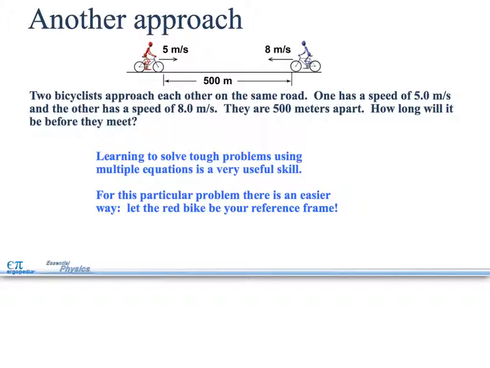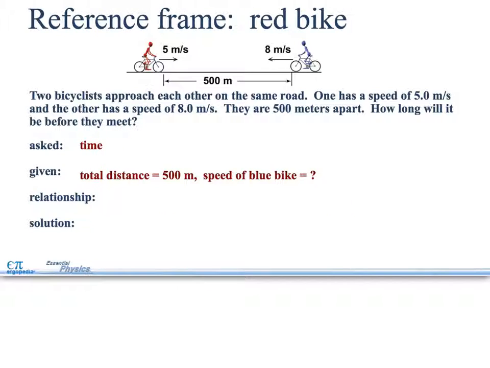Learning to solve tough problems using multiple equations is a very useful skill. For this particular problem, there's an easier way. Let the red bike be your reference frame. So the red bike. Again, we asked for time. We were given the total distance of 500 meters. Then the speed of the blue bike is what we're looking for.